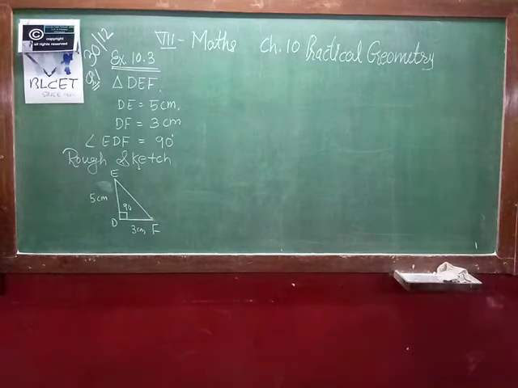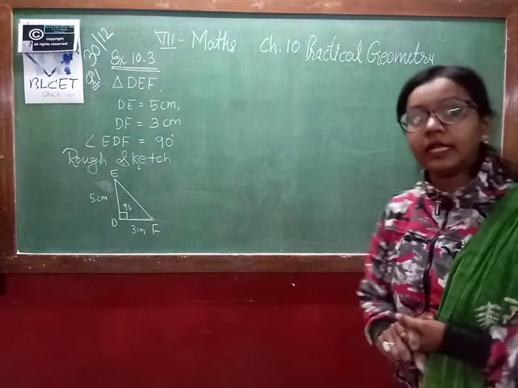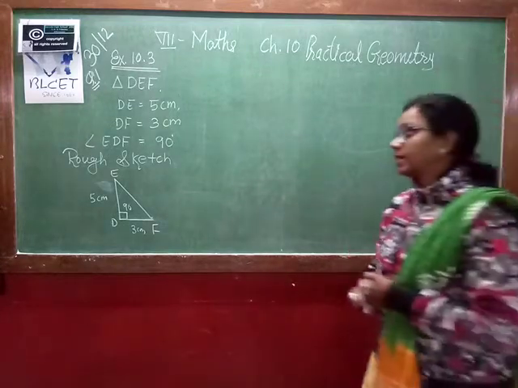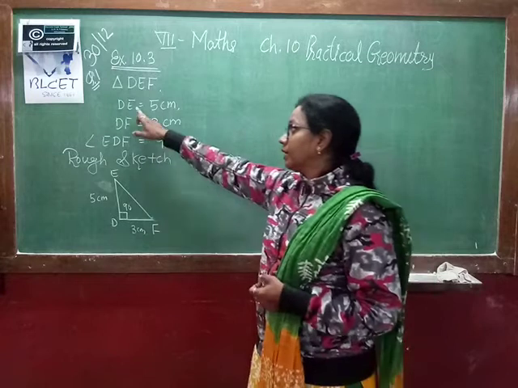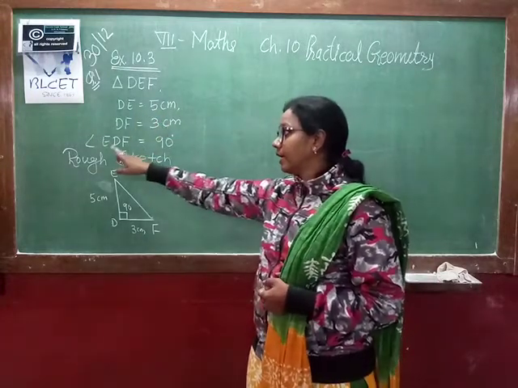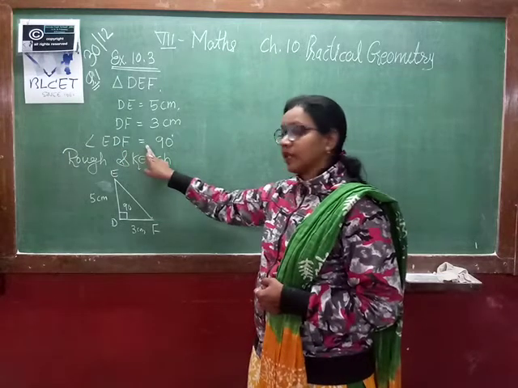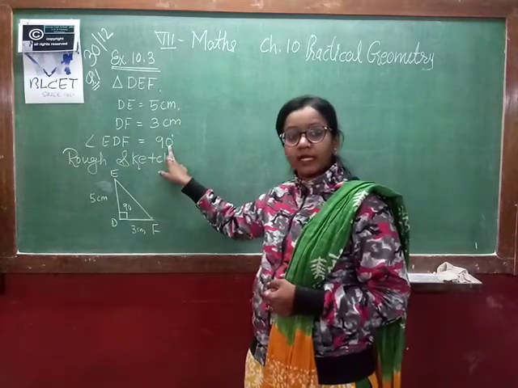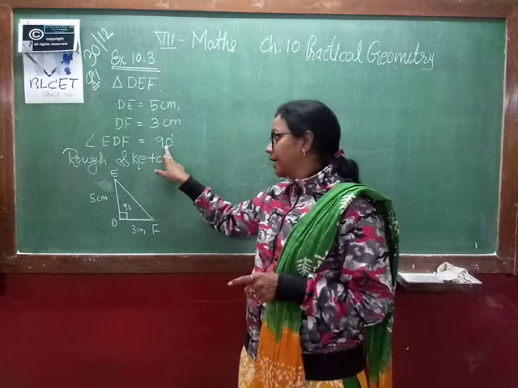Now we will see exercise 10.3. In that we have to construct triangle DEF. The measurements are given: DE is equal to 5 cm, DF is equal to 3 cm, and angle EDF is equal to 90 degrees. That means the measurement of angle D is given, that is 90 degrees.